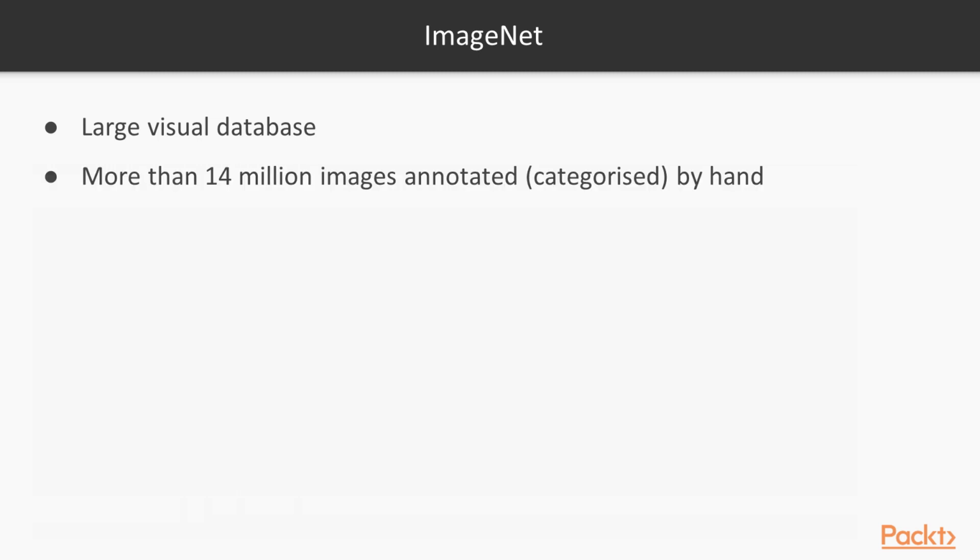So what's the ImageNet dataset? This is basically a large visual database, and there are about 14 million images inside this database, and they were all categorized by hand. So someone actually looked at each of those pictures and put a label on it. They looked at a picture and said, okay, this is a dog or this is a cat. So this is actually verified by human beings. And we have around 20,000 categories or classes inside this ImageNet dataset.